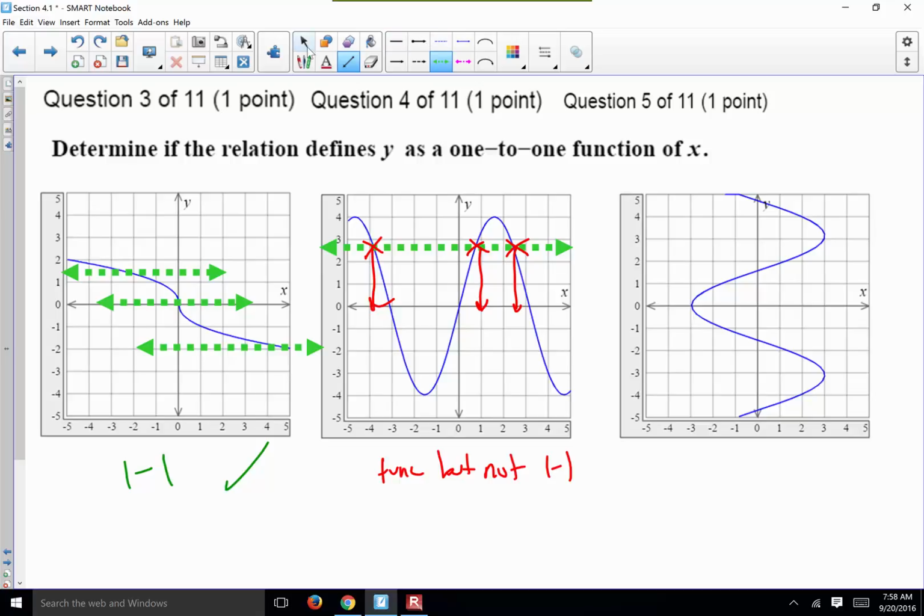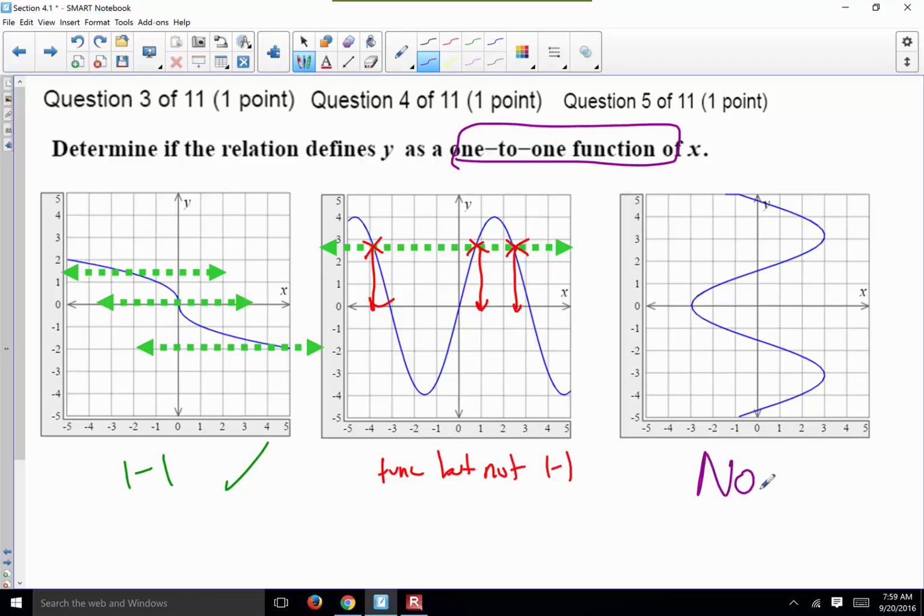If I say one-to-one, I'm right. But if I say one-to-one function, I'm wrong. And one-to-one cannot be used single. It's two words together, one-to-one function. So we are testing here whether this thing is a one-to-one function. The answer is no, not a one-to-one function.